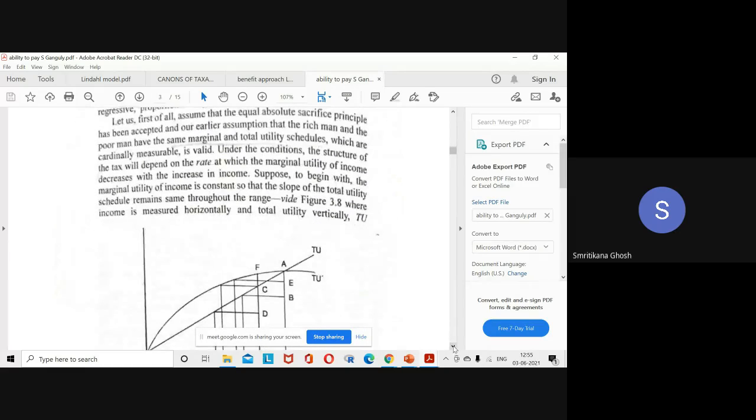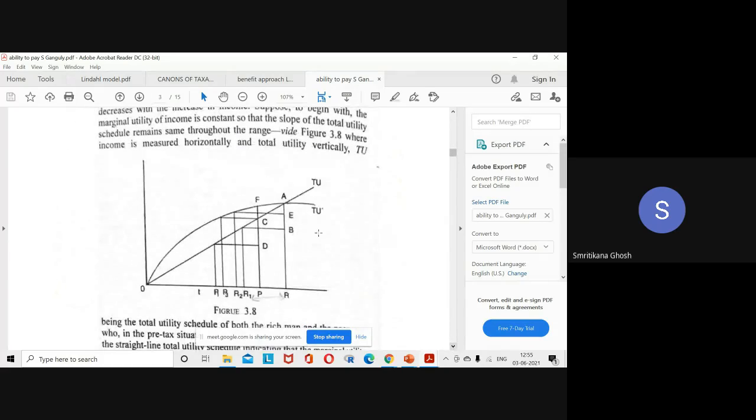Look at the diagram. The diagram will explain. First of all, just forget about that curved total utility curve. We are just assuming marginal utility is constant. And if marginal utility is constant, then the total utility curve is an upward sloping straight line through the origin. So this is our total utility curve.